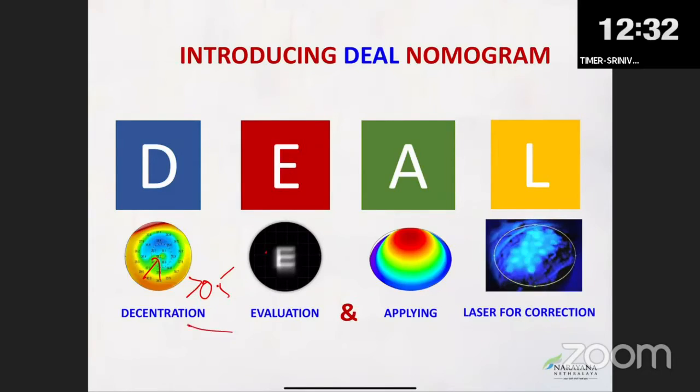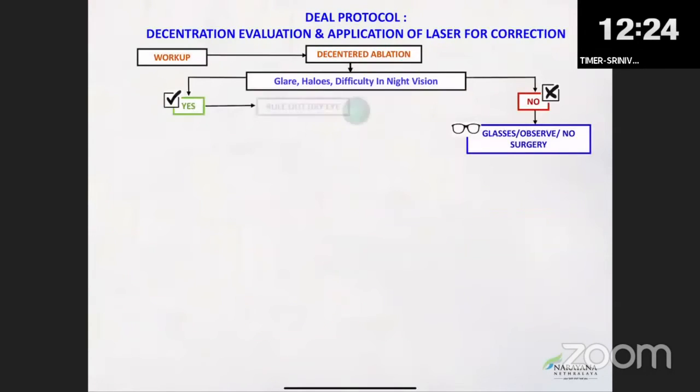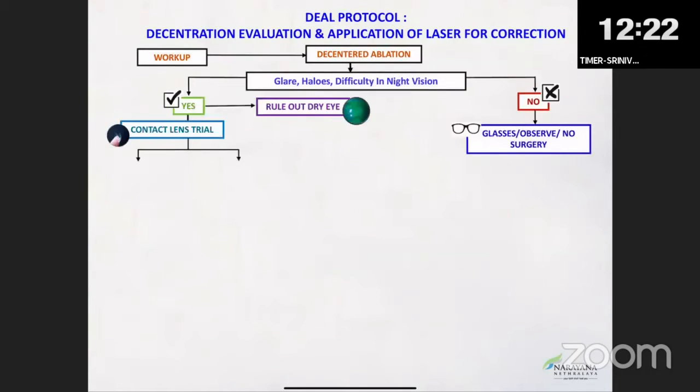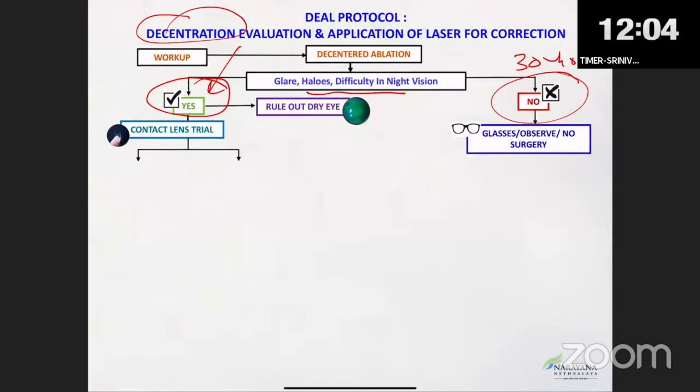And how decentration evaluation and applying laser. This part is evaluation. This part is all about correction. So how do you do the workup? When you do the workup, the most important thing is to ask if there is a symptom. If you have a decentration and you have a symptom, you do see glare, halos, night vision, or you don't have it. There are at least 30 to 40% of them where the brain neuroadapts. You don't need to do anything with them because they're happy with glasses and contact lenses.